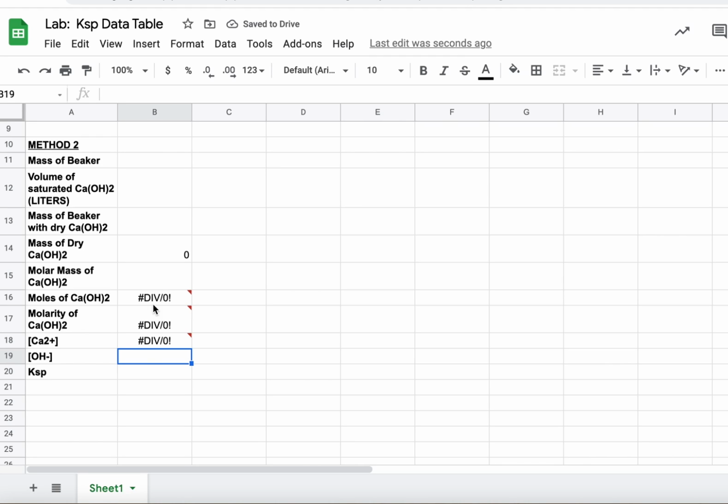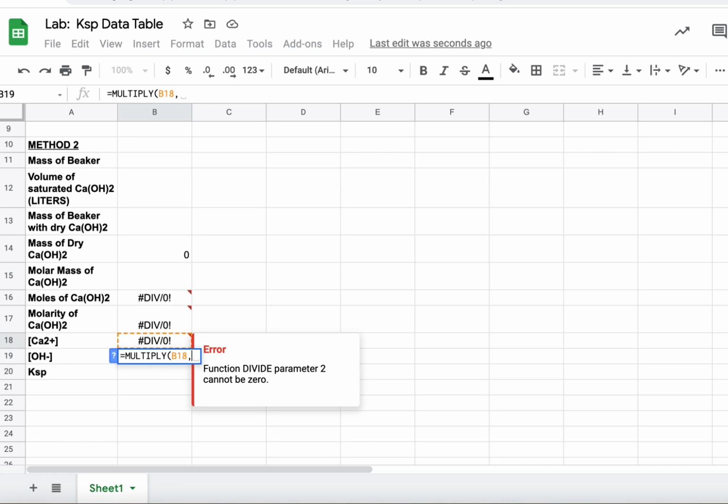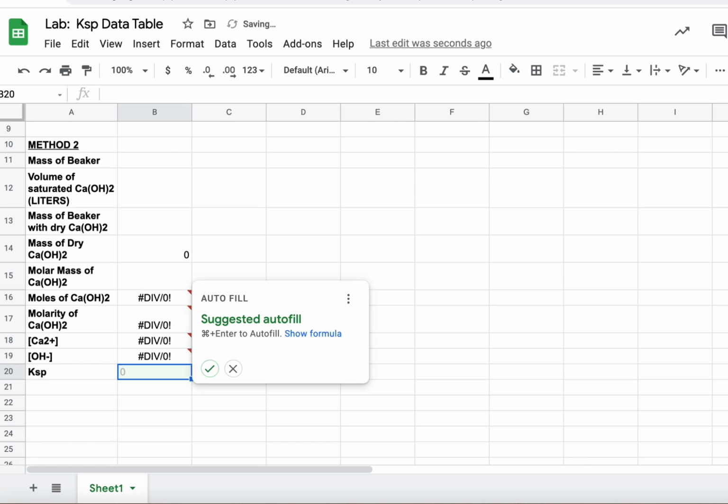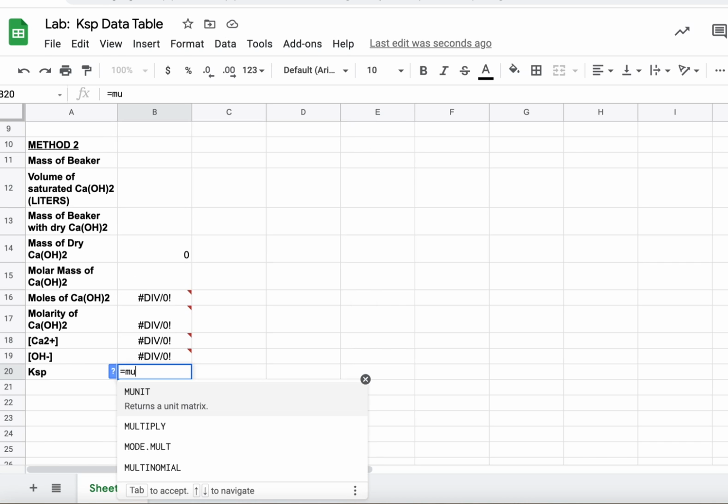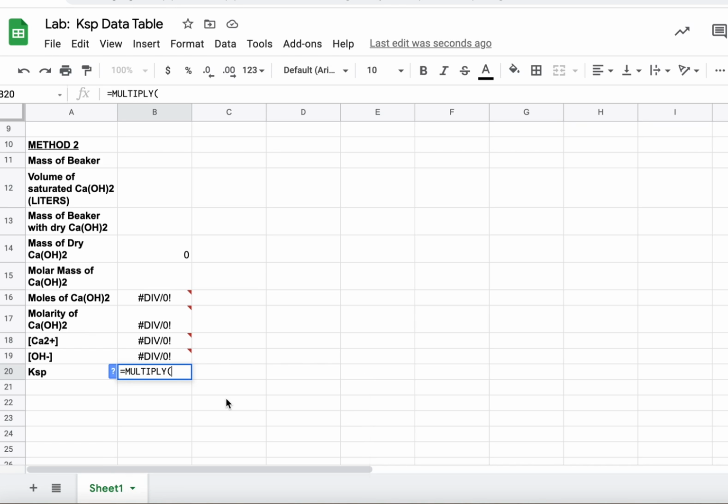For OH minus, it's going to be the calcium, the Ca2 plus, times 2. So you can do multiply this one, comma, 2. And then for Ksp, it's going to be the same formula, but we're going to use our new numbers for our second method. So it will be B18, comma, B19, caret 2.